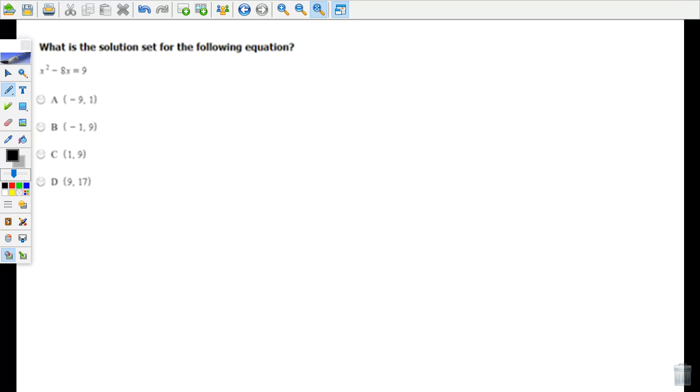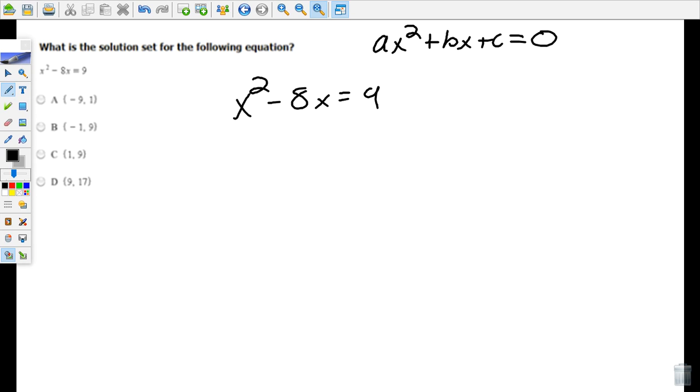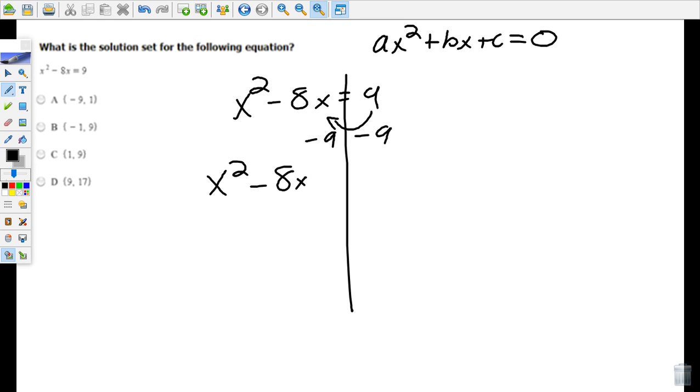All right, I believe we have one more. We have x squared minus 8x equals 9. The only problem with this is it's not in the correct format. We want everything on one side and nothing on the other. So we're going to move this 9 to the left side and have nothing on the right. We'll have to subtract 9 to make that happen. So our equation should be x squared minus 8x minus 9 equal to 0.